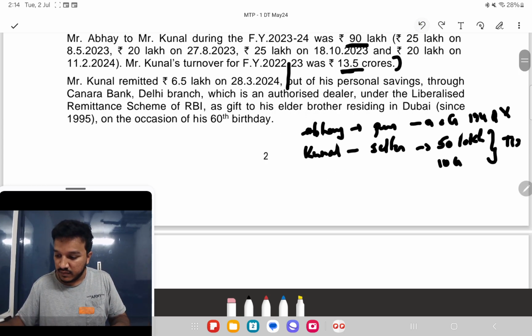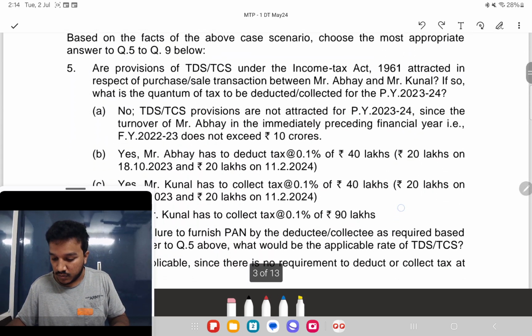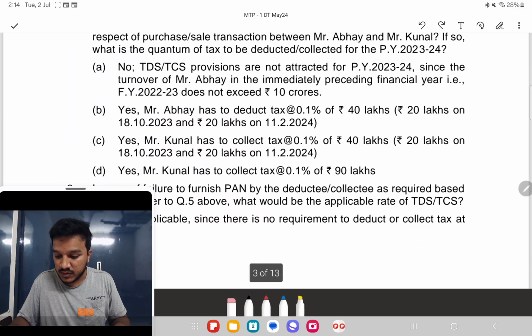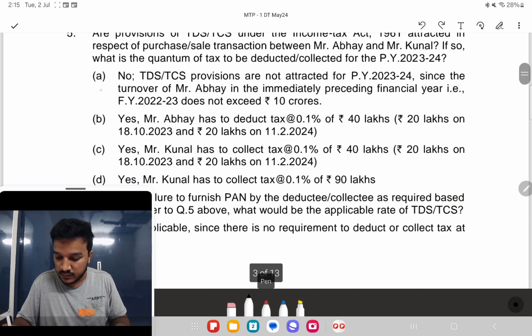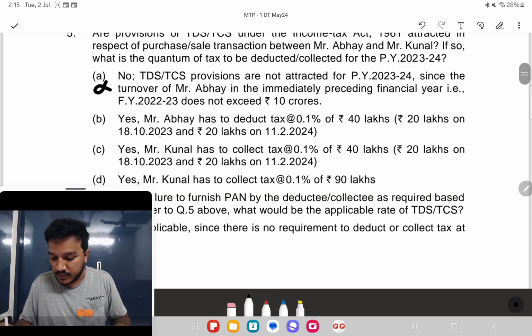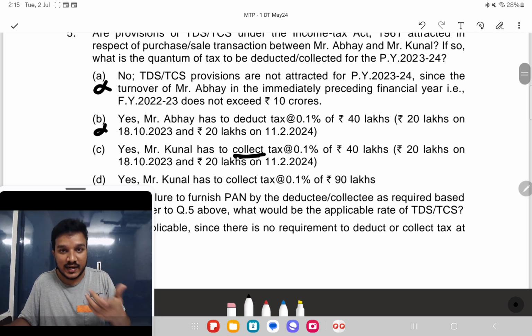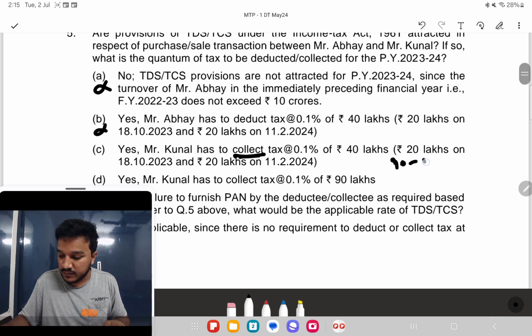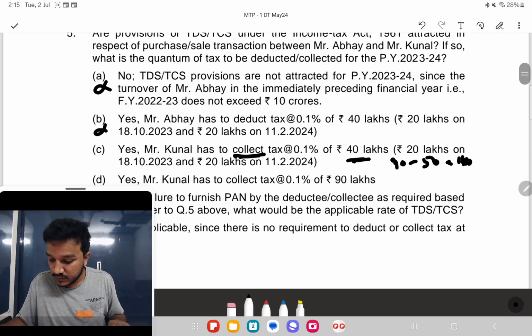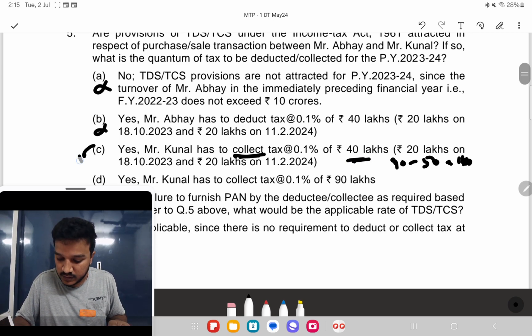We will go down and see the options. No, TDS and TCS provisions are not attracted. No, cancel. TCS provisions are applicable. Yes, Abhay has to deduct tax 0.1% of 40 lakhs. Who is Abhay? Abhay is a purchaser, so no. Kunal, yes, he needs to collect tax at 0.1%. That is, he sold 90 lakhs, and TCS is applicable only on the excess part. So 90 minus 50, which is 40 lakhs. I think the answer should be C.